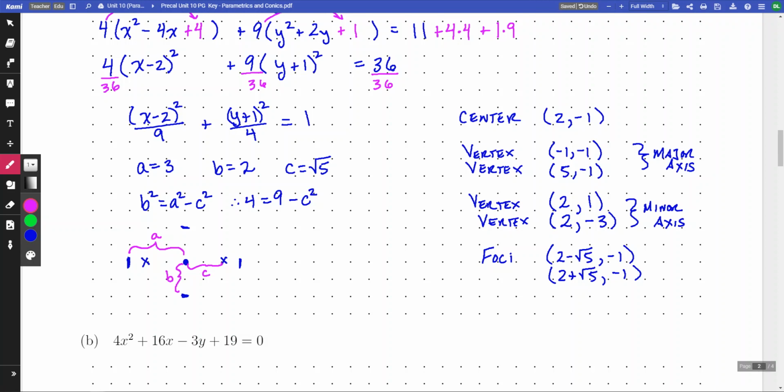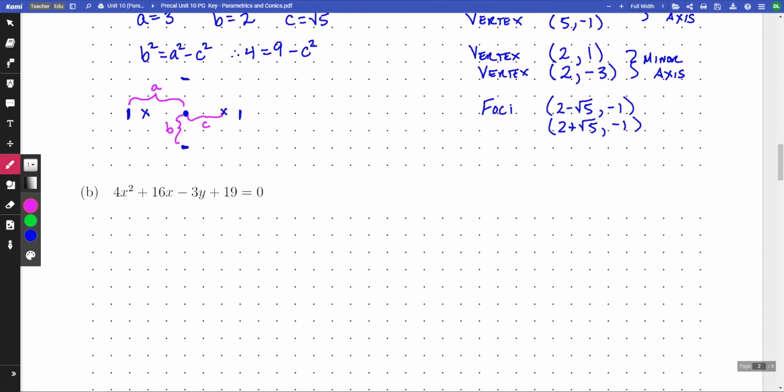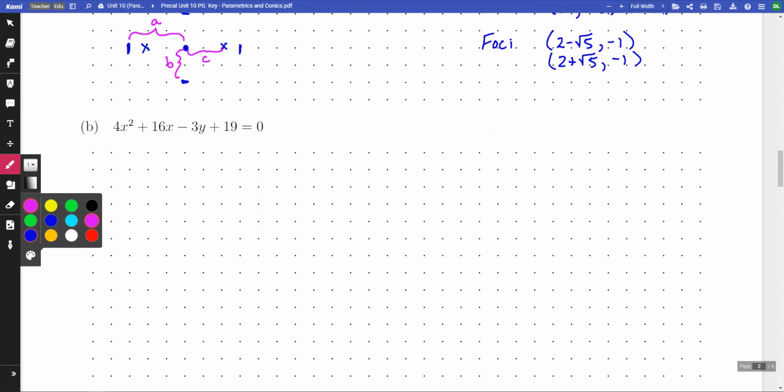Okay, so our next little piece that we will work with is our equation down here. Notice for this equation, we do not have y squared. So that means we're going to have a parabola. So I'm going to keep my x's on one side of my equation. I'm going to factor out a 4, so that'll be x squared plus 4x, and I'm going to move everything else to the other side. So that's going to be 3y minus 19.